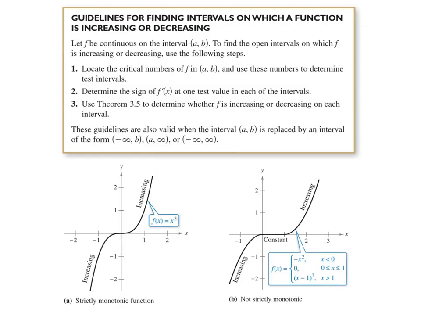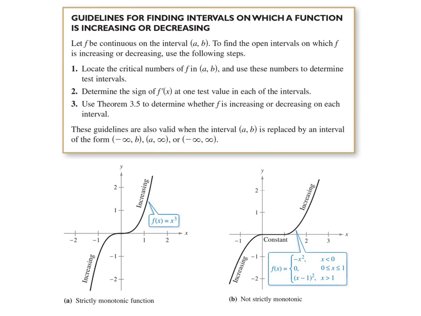So here are some nice guidelines to finding those intervals on which a function is increasing or decreasing. First of all, the function has to be continuous on the interval that you're looking at, and you can follow these 3 steps, which are really helpful. If you locate the critical numbers using the first derivative, you can help determine what numbers you need to test within those intervals, much like we did with that number line.